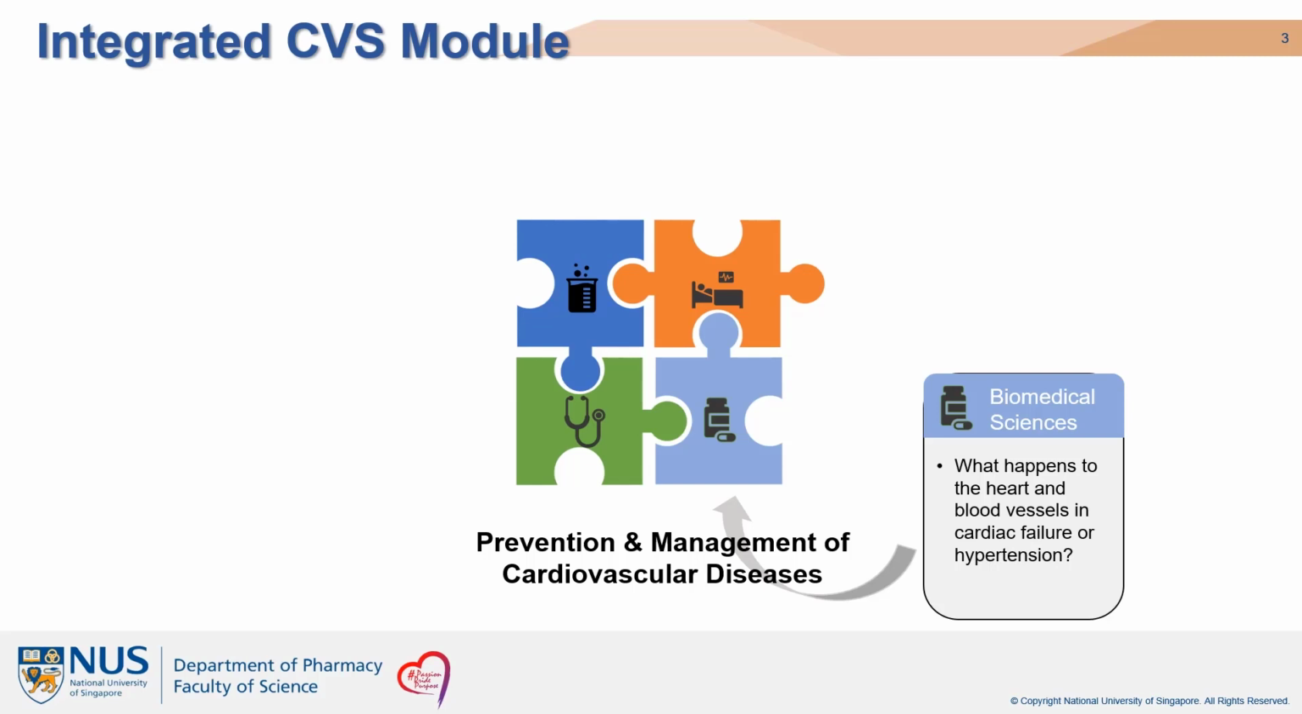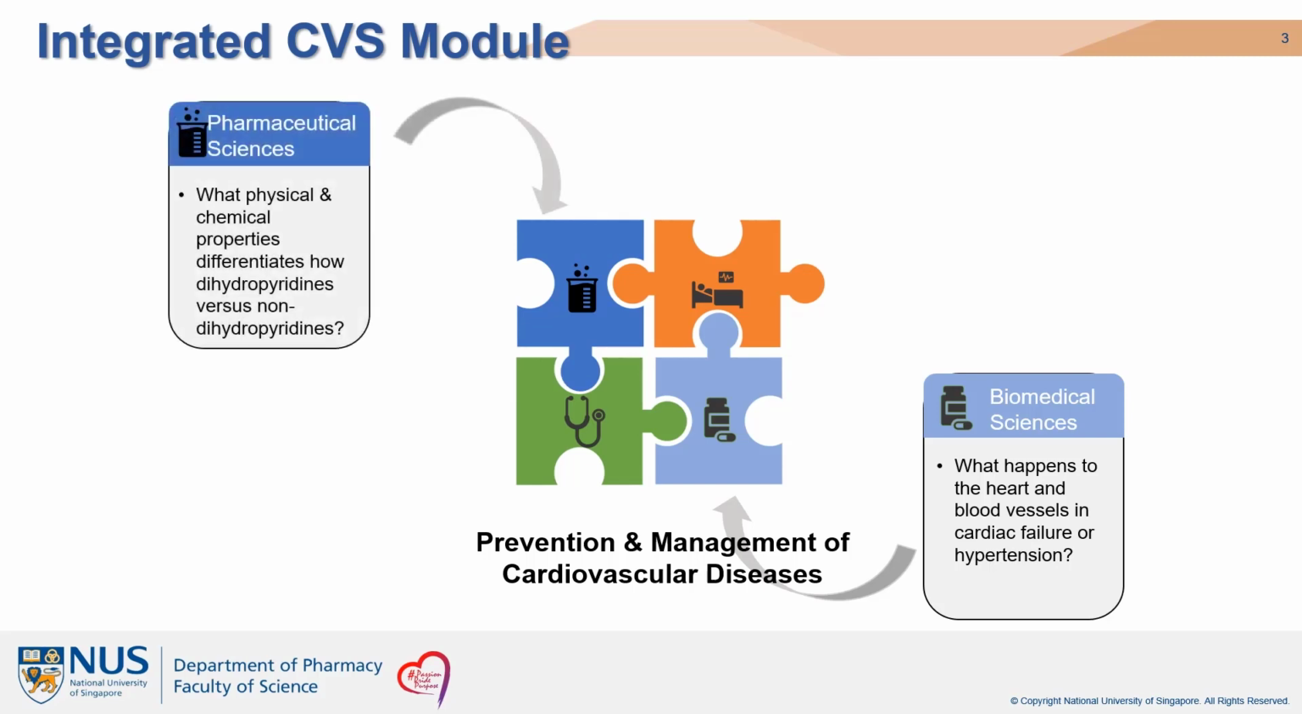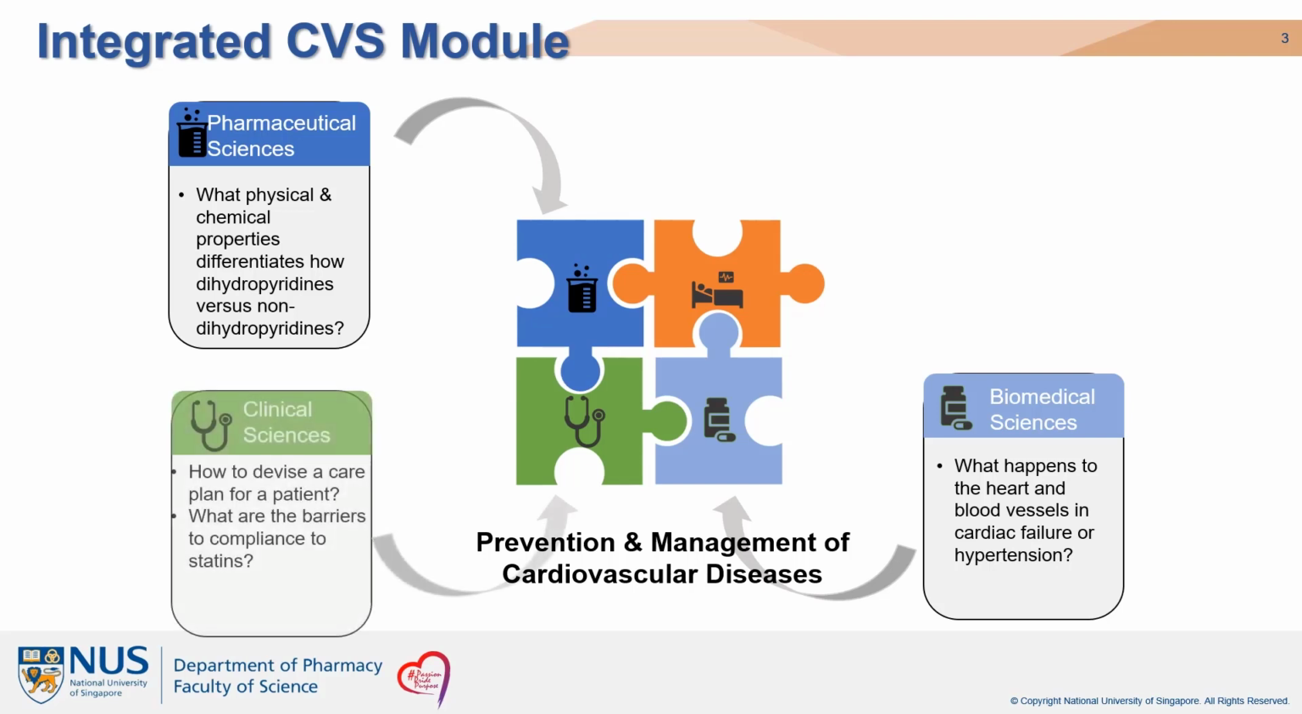But hey, before you learn about what's abnormal, you've got to first learn about what is normal. How does your body maintain blood pressure in the first place? Enter the pharmaceutical sciences, and they will be talking to you about what the difference is between the physical and chemical properties, say between the dihydropyridines and the non-dihydropyridine calcium channel blocker. You ask basic questions like, why do we use dihydropyridines in blood pressure control, but not so much the non-dihydropyridines?